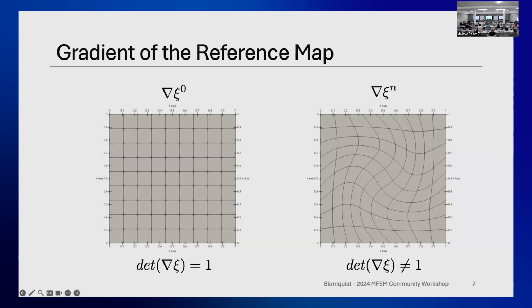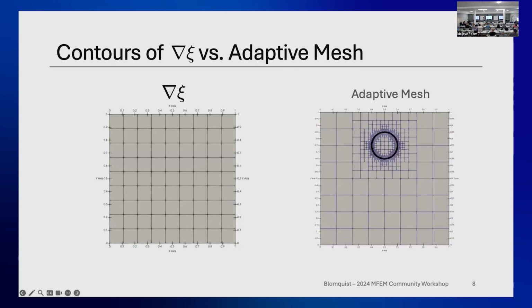Now, one thing I do want to point out, this isn't the actual grid, right? We're using octrees and quadtrees, and we're refining around some level set function. So our grid looks a lot like this. What you're looking at here is the contours of the gradient of our reference map. So it's a little bit different type of thing, just to point that out.